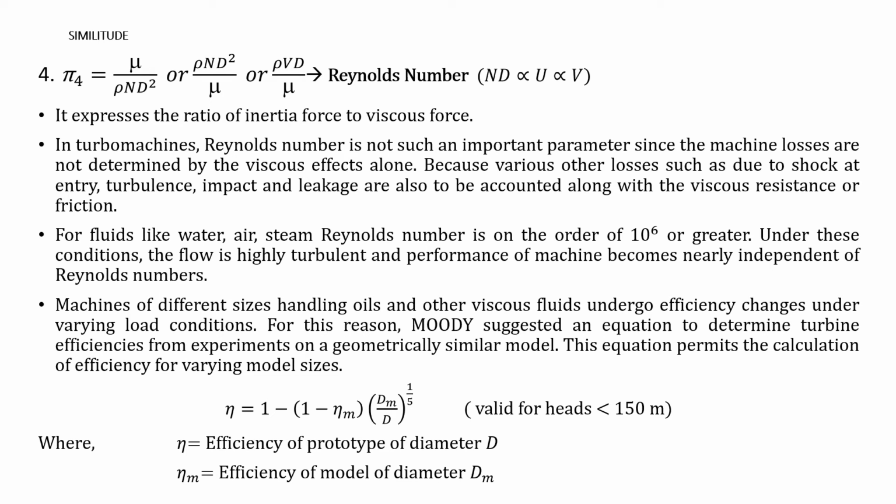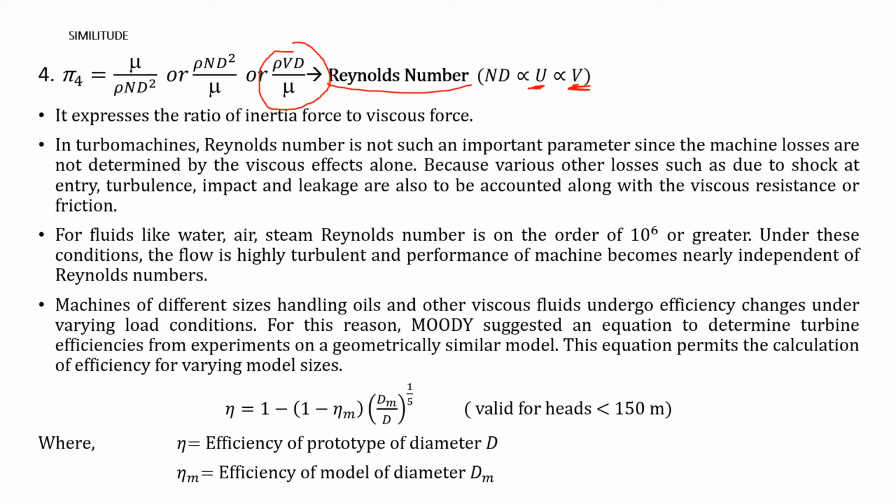We know that N D is proportional to rotor speed, and this is proportional to the velocity of the fluid. So I can replace N D with V, and my expression will be rho V D by mu. What is this? It is nothing but the Reynolds number. This concept was discussed in the previous video lecture, so you can go and watch it there. The Reynolds number expresses the ratio of inertia force to viscous force.